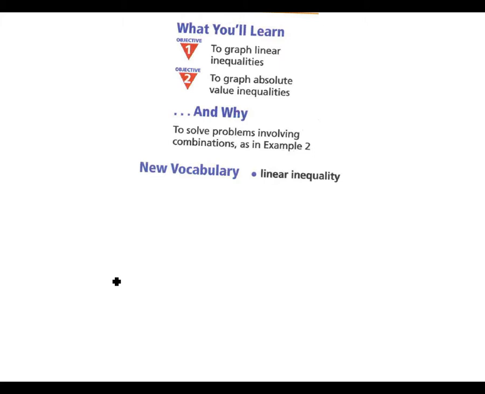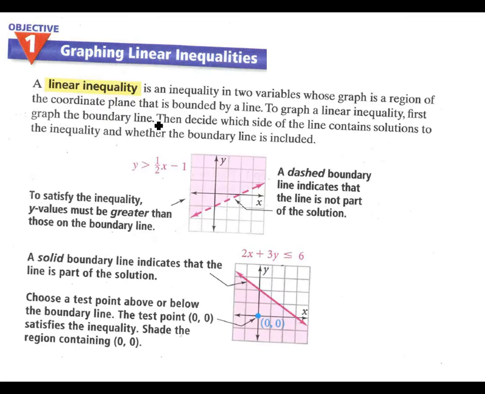We're going to graph linear inequalities and we're going to graph absolute value inequalities. So nothing new in terms of the shapes of our graphs. We're going to do lines and we're going to do absolute value graphs. But this time it's not just the equals, it's also the less than and greater than stuff that we're going to worry about. All right, so just one new vocabulary phrase for today, linear inequality. And let's talk about what that is.